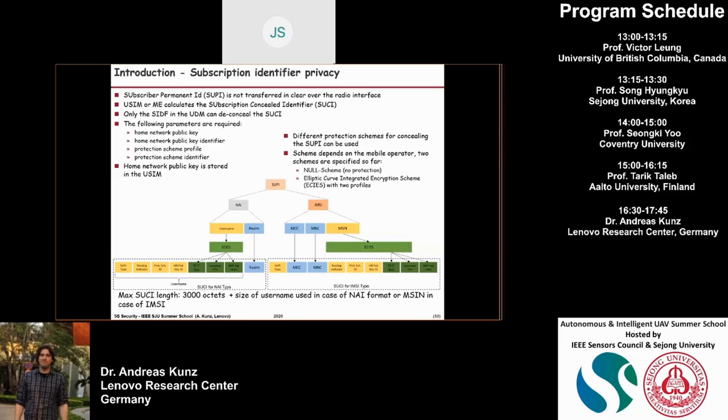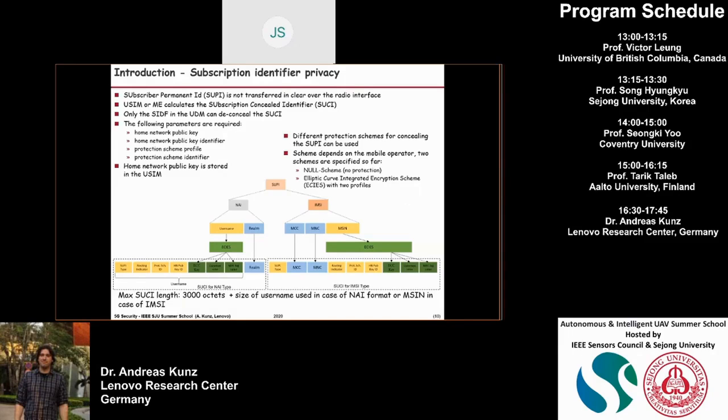We need a public key identifier because you could have more than one public key. You would have to have the scheme profile, and you have to have the protection scheme identifier, because we have specified two different profiles for the elliptic curve integrated encryption scheme, and whether you use the one or the other, there are different key lengths and slightly different parameters. And the main thing is that the home network key has to be stored in the user.